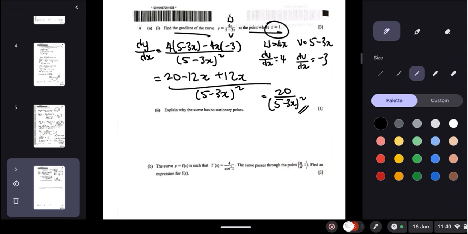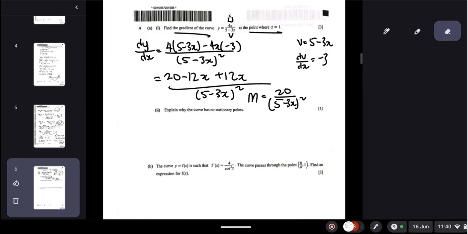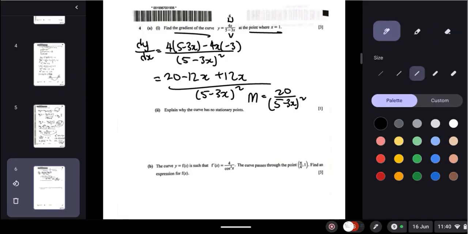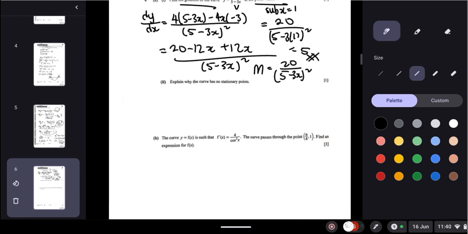This is the answer, but so gradient. Now sub x in to find the actual gradient, a number. I have space, but I'll cancel this. Sub x equals 1. You have to do this in the exam, by the way, so that they will give you the marks. Answer is 5. So my answer. Easy.